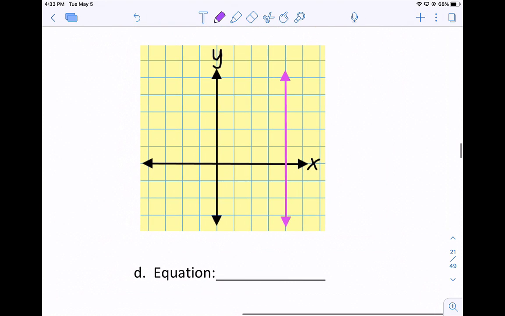And for this last vertical line, again, it doesn't have a y-intercept, but I might ask you, what is the x value anywhere on this line? It doesn't matter what the y value is. The x value is 4. So we say x equals 4.